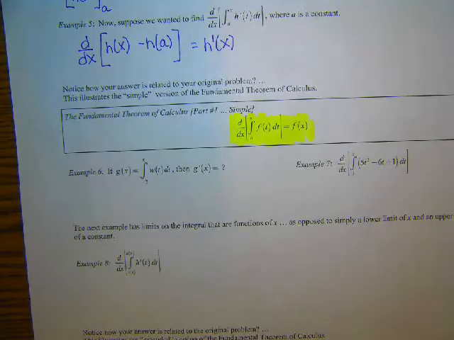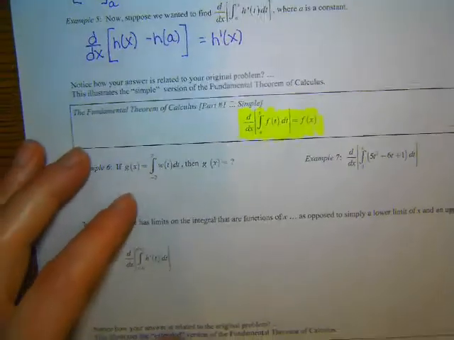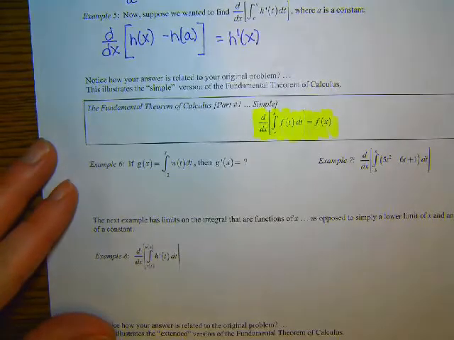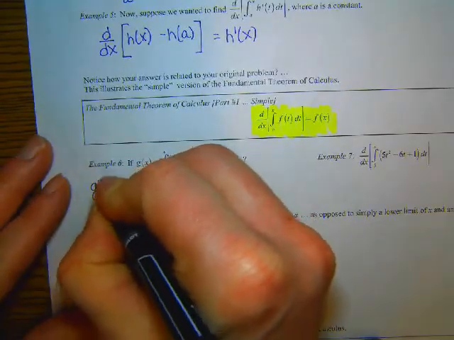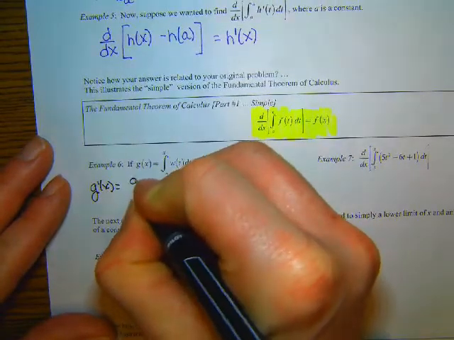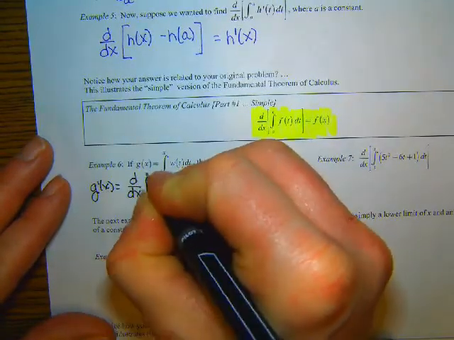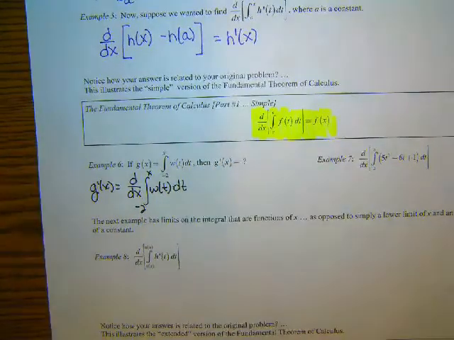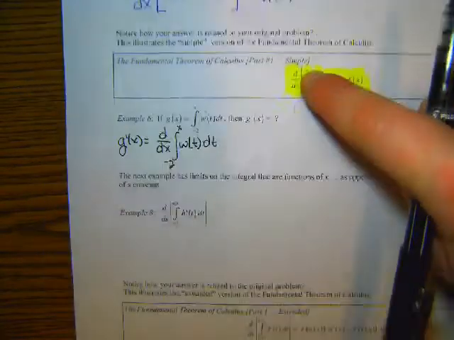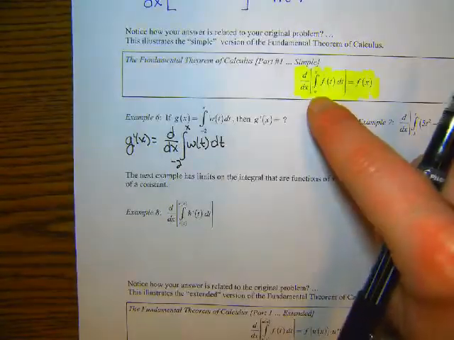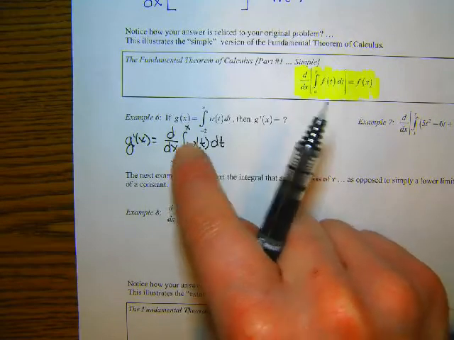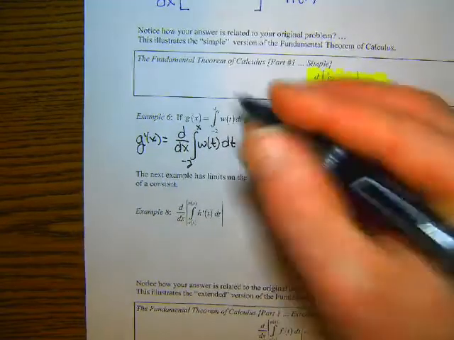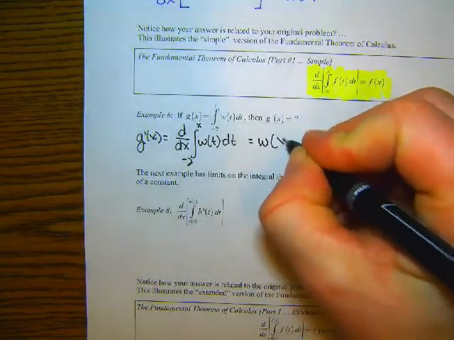So, example 6. If g of x equals this function, then what's g prime of x? Well, g prime of x should be the derivative with respect to x of this integral. Things we need to check. Is this an x on top? Yes. Is there a number on the bottom? Yes. Then what happens is this derivative and this integral symbol cancel each other out. It's just equal to w of x.